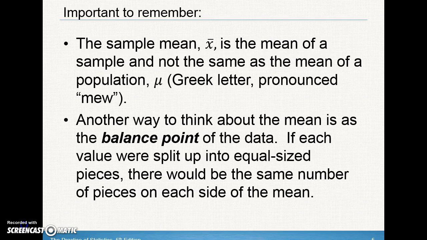Another way to think of the mean is as a balance point of the data. If we were to split the data values up into equal size pieces, we would have the same number of pieces on each side of the mean. Think of it as like a seesaw. You can put half of the pieces on one side, half the pieces on the other side.